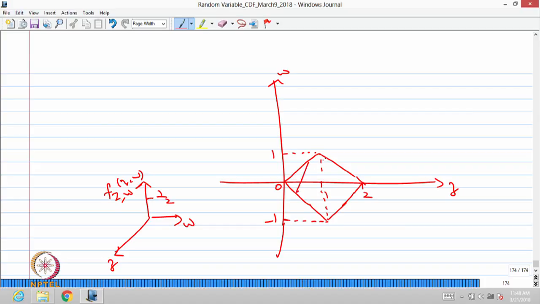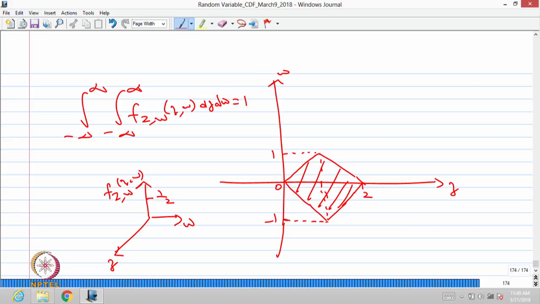So, this shaded region is the region of Z and W. That means in the Z-W plane, this is the region in which the joint probability density function is 1 by 2, otherwise it is 0. Now, you can verify that the integration of the joint probability density function from minus infinity to infinity with respect to Z and W is going to be 1, because the region is this diagram, and above that it is 1 by 2.